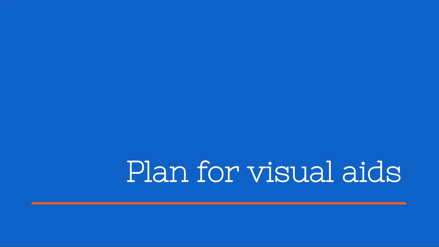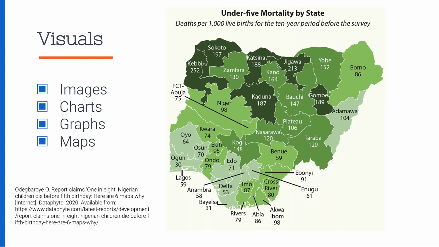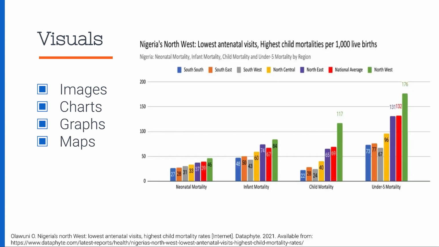Plan for visual aids. Those might include images, charts, graphs, and maps. Here's a map that shows under 5 mortality by state in Nigeria. You can see in the northwest of Nigeria, it's very high. That's much more powerful than just a statistic. And here's a bar chart that shows how child mortalities are very high in northwest Nigeria.